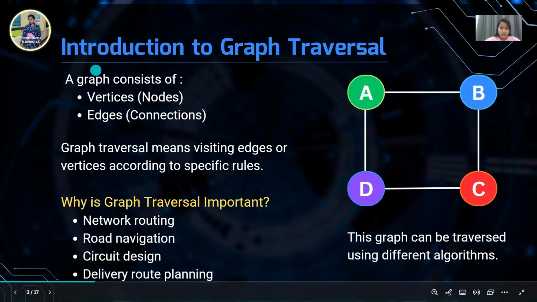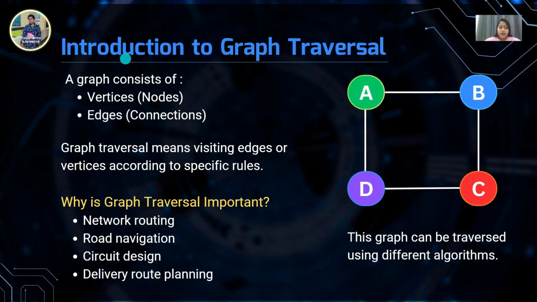Before learning Fleury's algorithm, we need to know what a graph is. A graph has two parts: vertices, which are the points or nodes; and edges, which are the lines connecting the nodes. For example, A, B, C, D are the vertices and the lines between them are edges. Graph traversal simply means moving through the graph by following its edges.